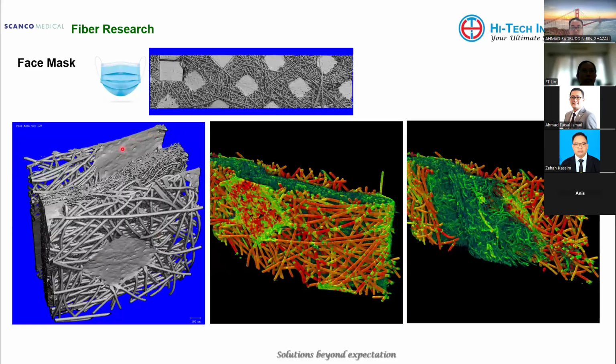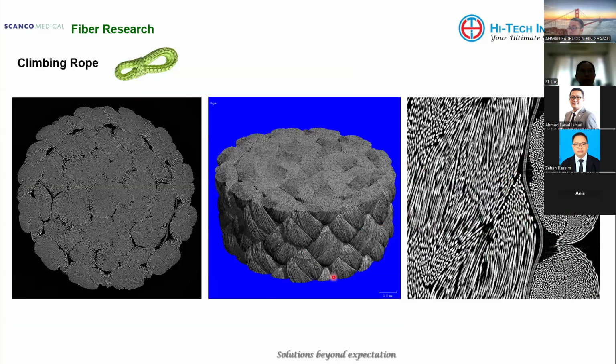So you can see clearly the 3 layers of the mask. Okay, and you can look at the thickness of the fibers, every single strand of fibers. So you can calculate all of them. And this is a climbing rope. So you can see the structure is very complicated. Okay. And especially after you zoom in, it's very complicated.